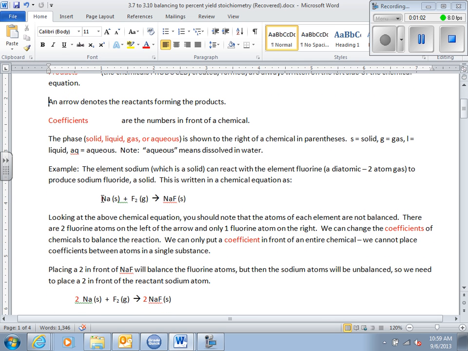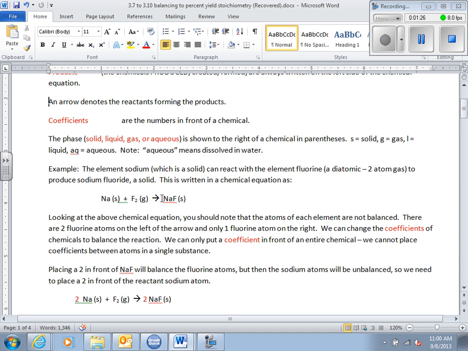All right, so this is an unbalanced chemical equation. In order to balance this, we look and we see there's one sodium here and one here, but there's two fluorines here and only one here. So we have to balance the fluorines. We never put coefficients in the middle of a chemical. I couldn't put a coefficient in between Na and F. I can only put them in front of a chemical.